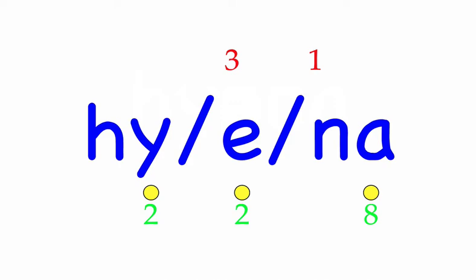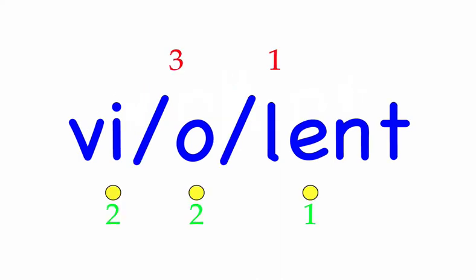Row 4. Violent. The world can be a violent place. Vi-o-lent. Vi, two sounds. V-i. O, one sound. Lent, four sounds. L-e-n-t. Violent. Mark the word.